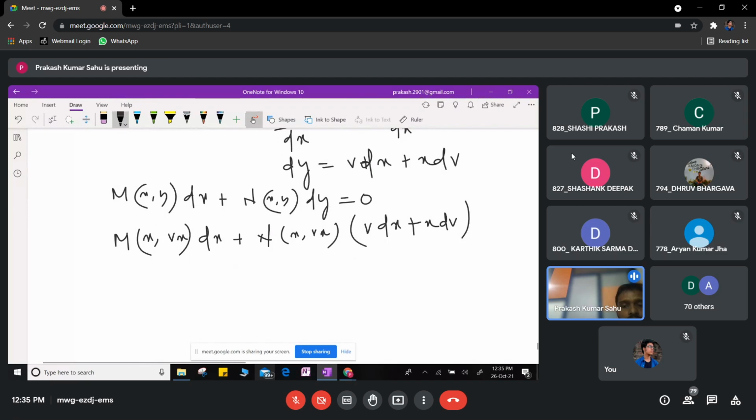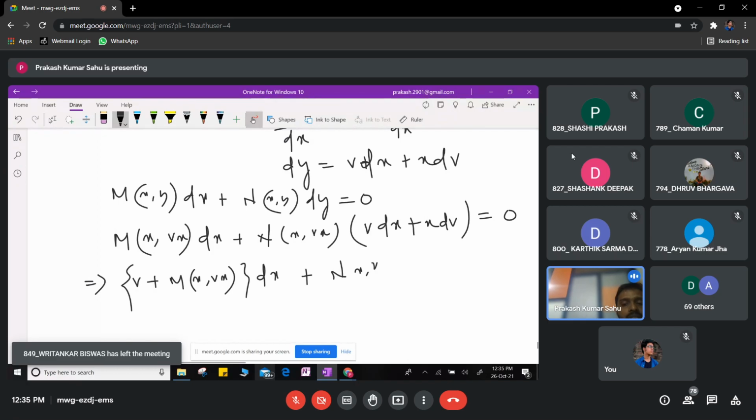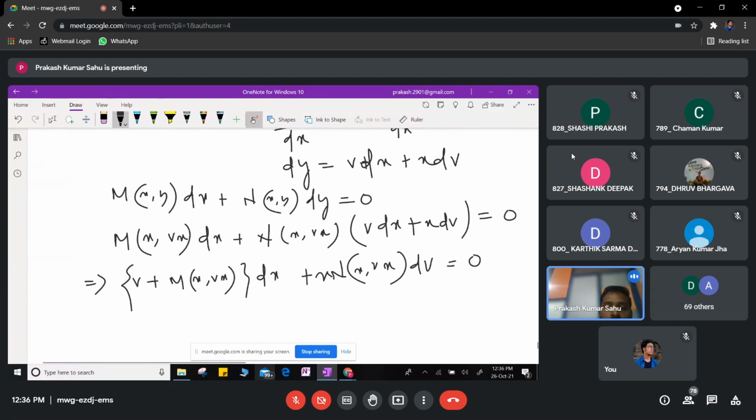So now if you simplify this, what do you get? You will get [v plus M(x, vx)] dx plus N(x, vx) times x dv is equal to 0. Sorry, into x into dv.